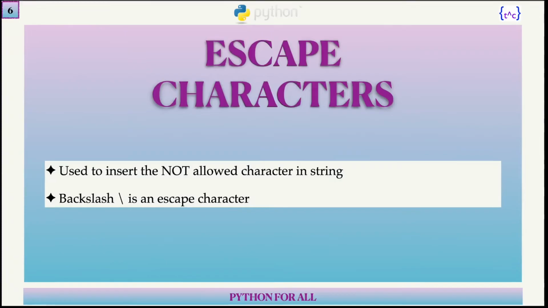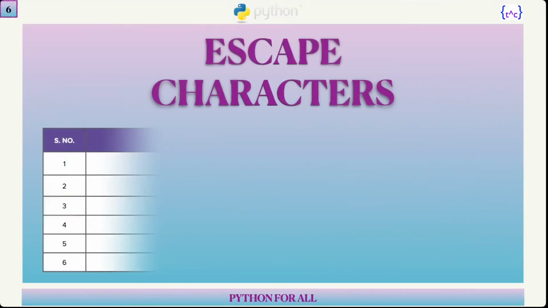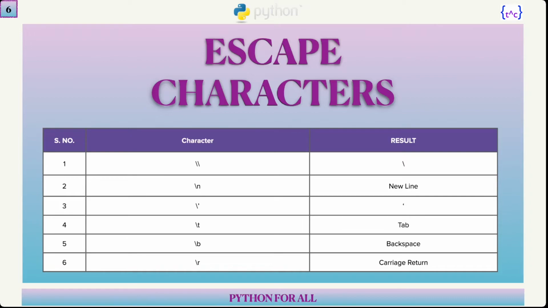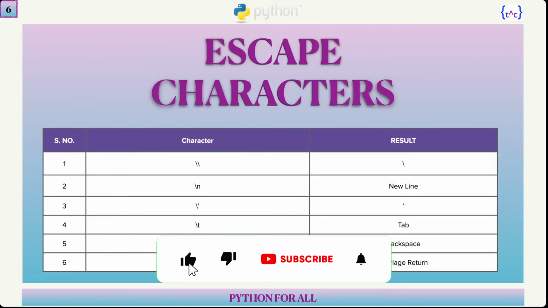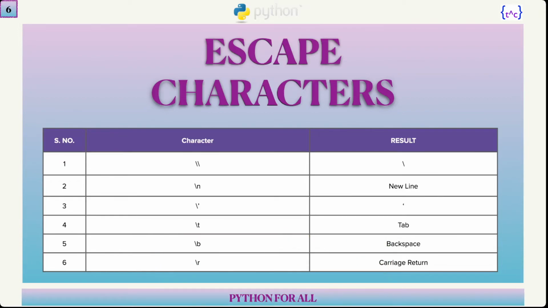Okay, so here is a list of escape characters. Just have a look at it. You can see the first one, double backslash. So what result will I get? Again backslash. So let's say I just want to print the backslash, or I want to have the backslash in my string. What do I do? I will put double backslash. Similarly, if I want to have a new line character, I will just say backslash n. For single quote, backslash single quote. For tab character, I will say backslash t. For backspace character, I should say backslash b. And for carriage return, it will be backslash r.